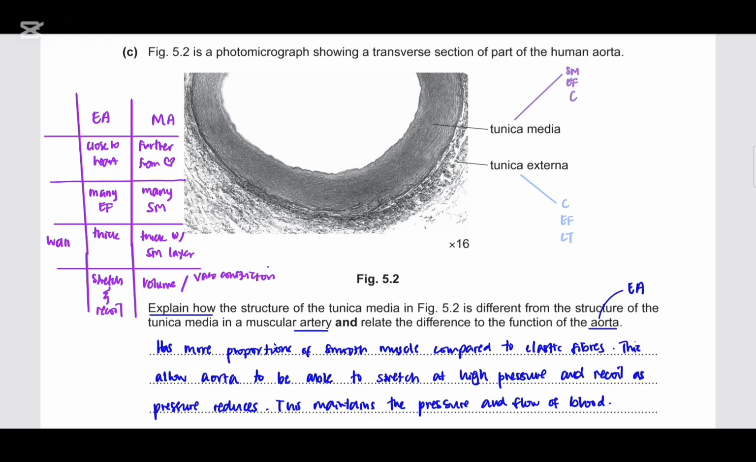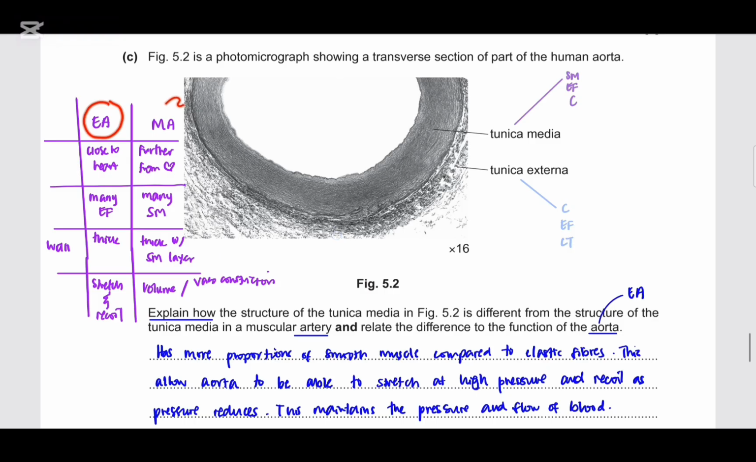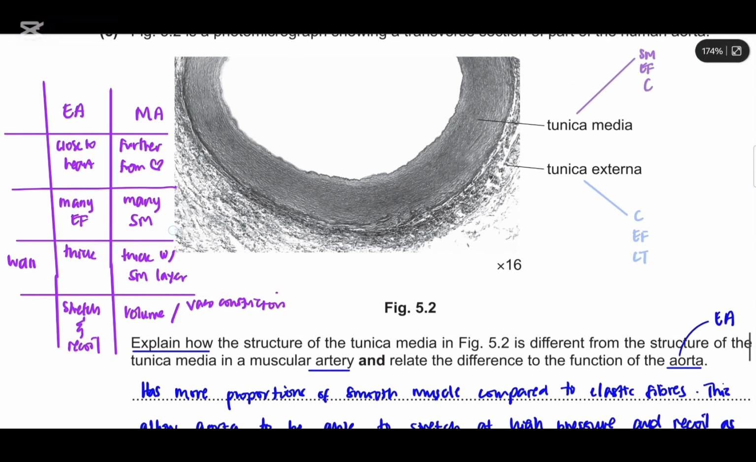Now, the difference between the elastic artery and the muscular artery is depending on the compositions that we see in their structure. So I want you to take note of this summary table here. This is the elastic artery and that's for the muscular artery. The first row here is talking about the position, distance from the heart, right? The closer the artery is to the heart, there tend to be elastic artery. The further away they are from the heart, they tend to be muscular.